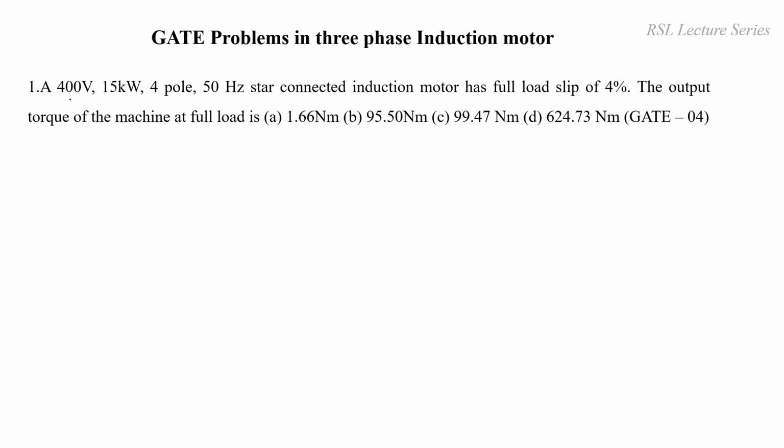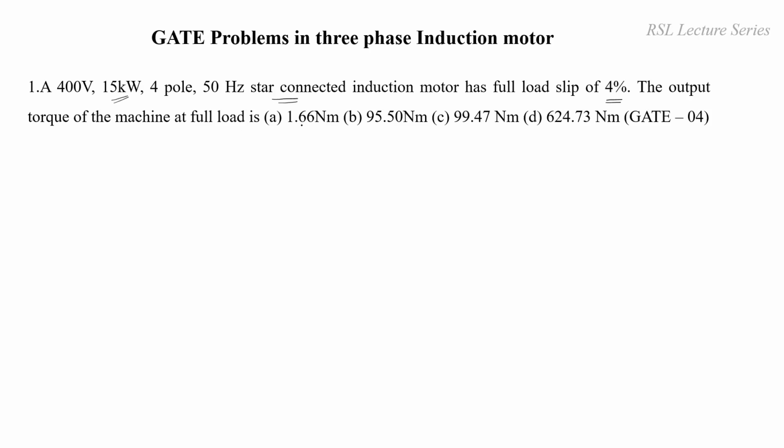The first question: a 400 volts, 15 kilowatts, 4-pole, 50 hertz star-connected induction motor has a full load slip of 4%. So full load slip is given, and here 15 kilowatts is the output power of the induction motor, and P is the number of poles, and 50 hertz is the supply frequency, and the motor is star-connected. Okay. So we have to find out the output torque of the machine at full load. So we have to find out the output torque under full load condition.